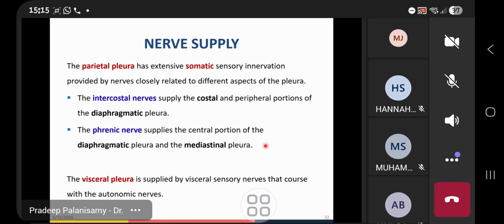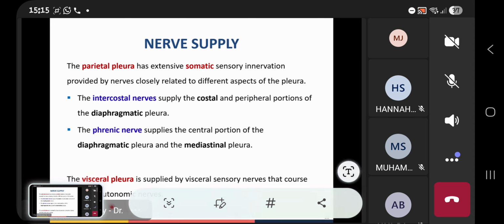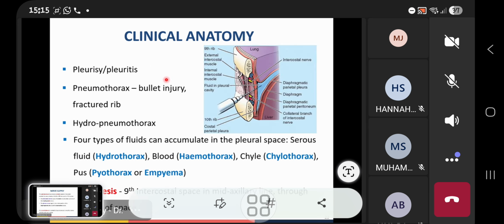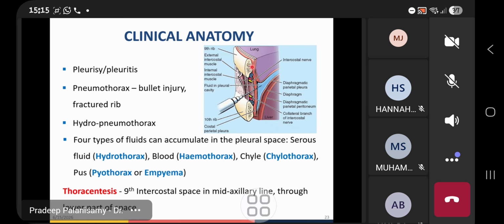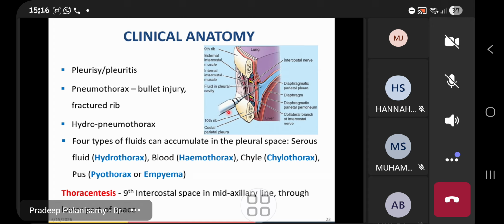Nerve supply, just read about this. The parietal pleura will be supplied by the intercostal and phrenic nerves, while the visceral pleura will be supplied by autonomic nerves. Okay, so clinical anatomy: if you want to poke in to drain the fluid, you poke in the gap between two ribs in the intercostal space, especially the ninth intercostal space. That is where you poke in.